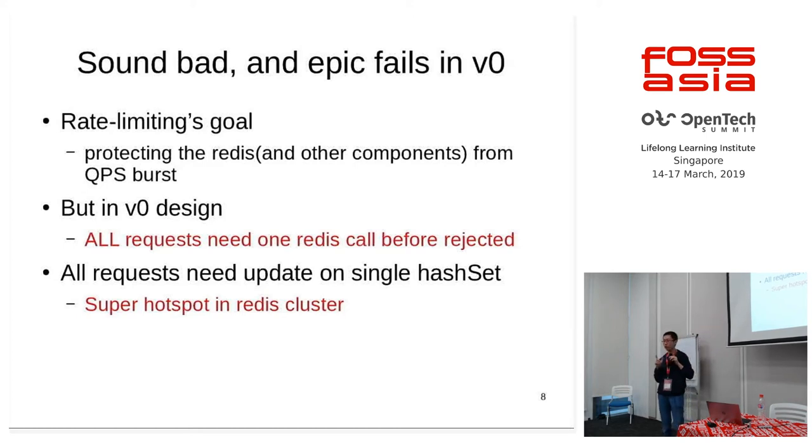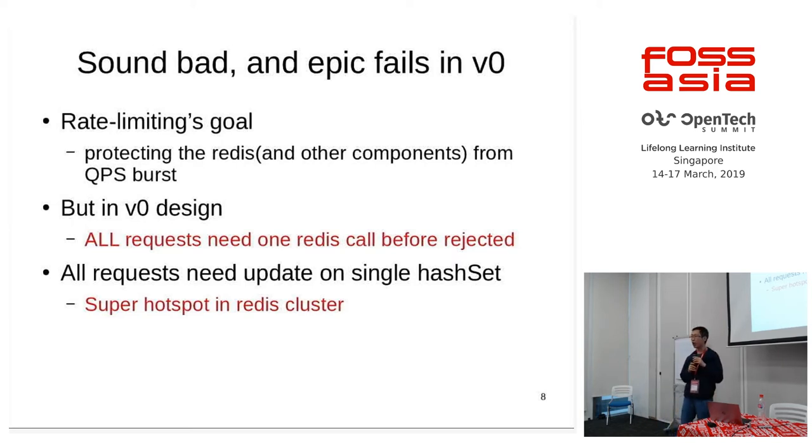This is why we want to perform system throttling, because the burst is totally unpredictable. If we allow all the traffic to go into our backend, our backend will crash and result in an outage. So we need some mechanism to protect our internal backend components, for example Redis, Elasticsearch, MongoDB, and MySQL, against such traffic. This is why V0 is a failed design: it needs to access Redis for every request during system throttling mode, and it will result in a crash of Redis.